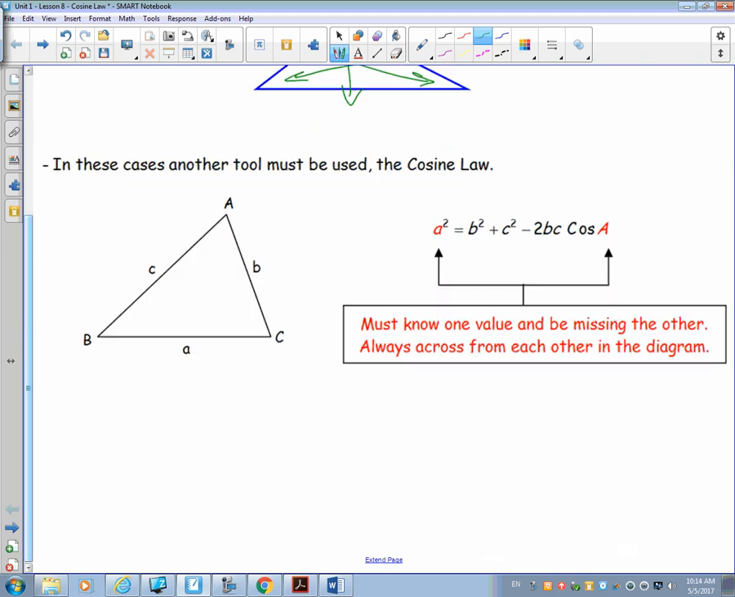The cosine law is a slightly more complicated version of Pythagoras and SOHCAHTOA kind of put together. It uses the same ideas where we have capital letters for angles and corresponding small letters for sides. In the cosine law, the two important parts are the a's. Small a and big A must be across from each other in the diagram, and you need to know one of the two and be looking for the other. The b and the c are kind of interchangeable. Again, there's two situations we're going to deal with when we look at the cosine law. Let's take a look at the first one.